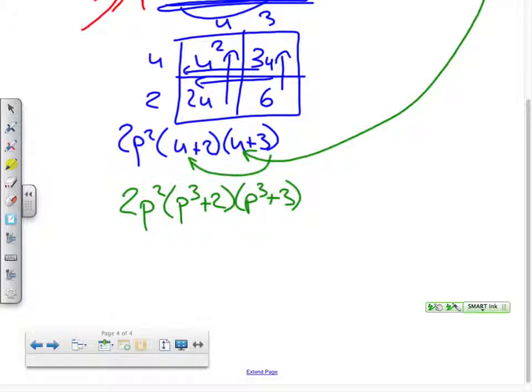And we ask ourselves, can we factor further? The only option would be if these were perfect cubes and there's no number cubed that gets me 2 and no number cubed that gets me 3. So this is my fully factored form.